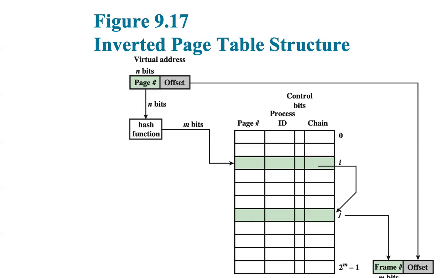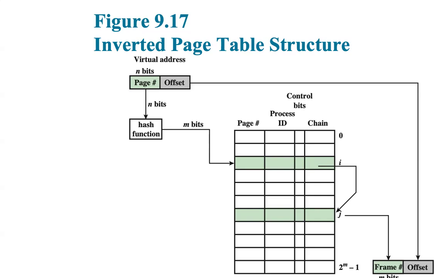In this approach, the page number portion of a virtual address is mapped into a hash value using a simple hashing function. The hash value is a pointer to the inverted page table, which contains the page table entries. And so thus we can see that we have this memory available to us, and we create a hash, and this is going to direct us to a certain piece or multiple pieces of memory for our use.